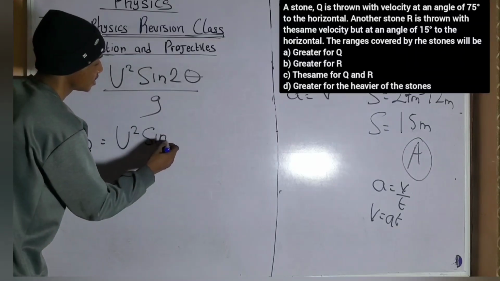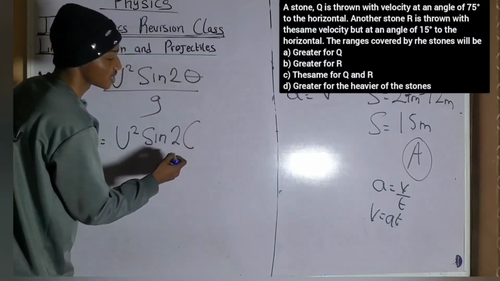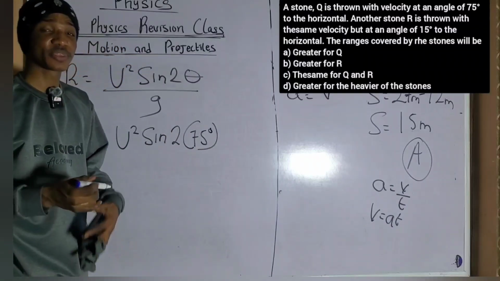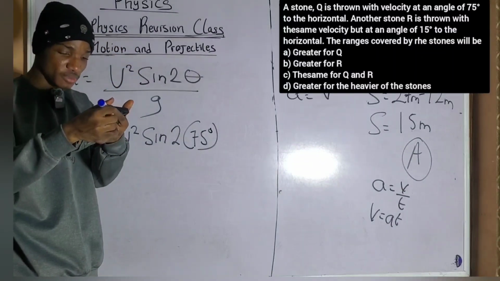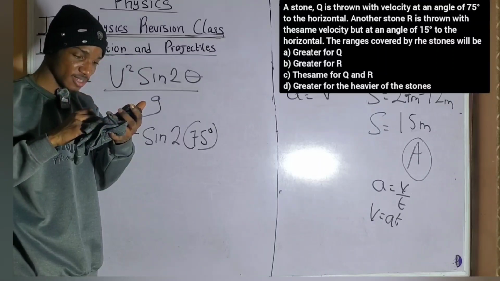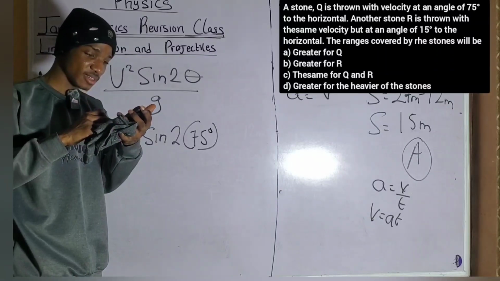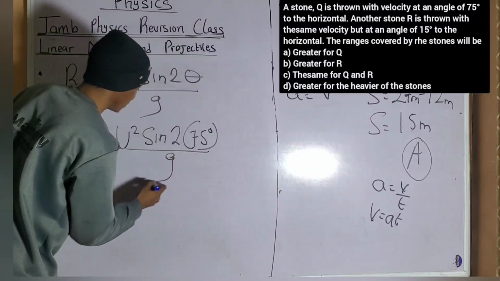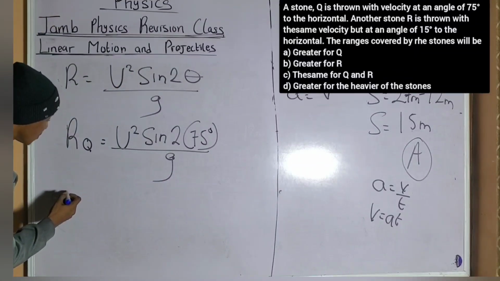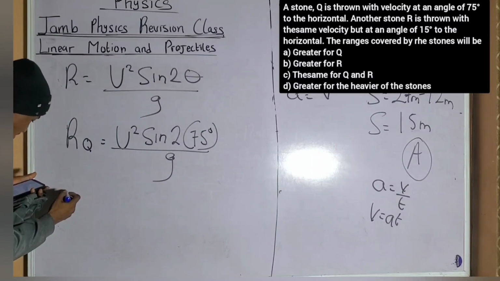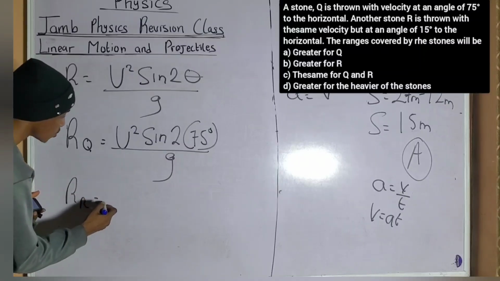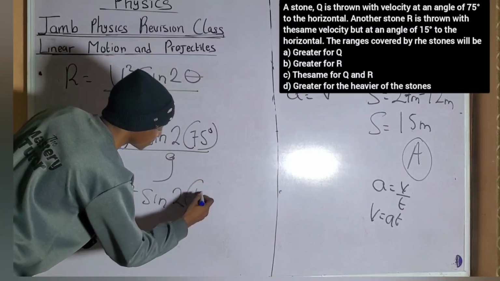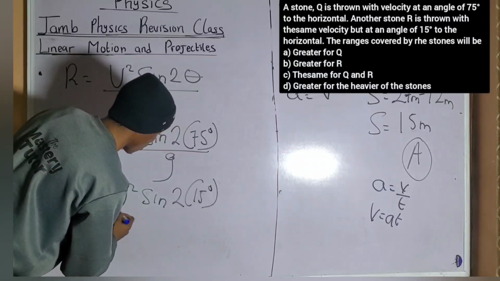sine 2 theta. Theta is what? 75 degrees for Q. Listen to me carefully. Theta is 75 degrees for Q. And also this all over g. And for object R, the range of R will be equal to u squared sine 2 multiplied by 15 degrees all over g.